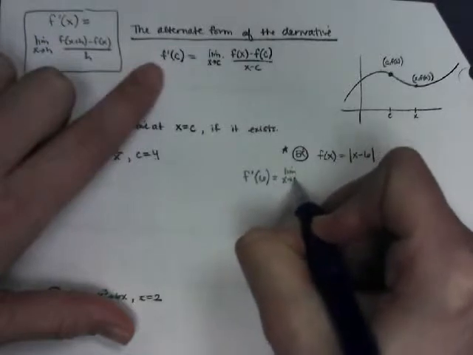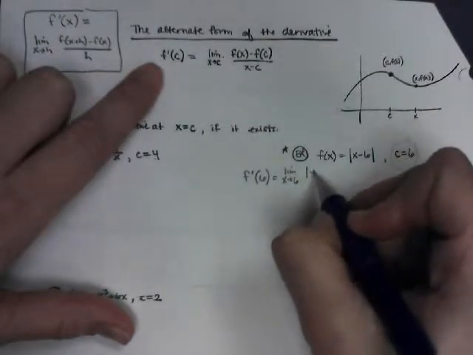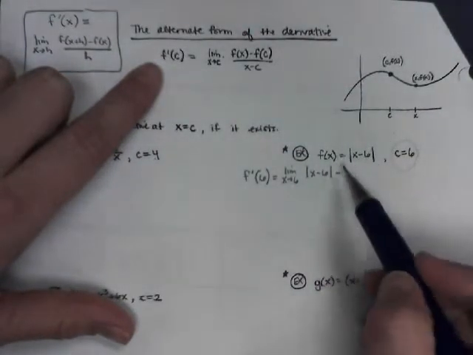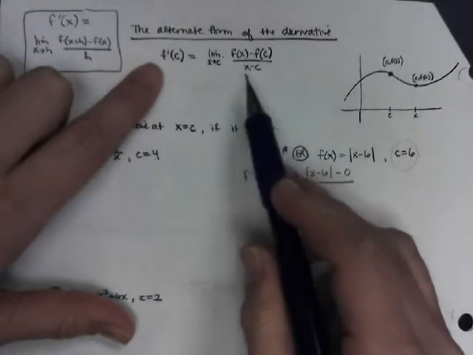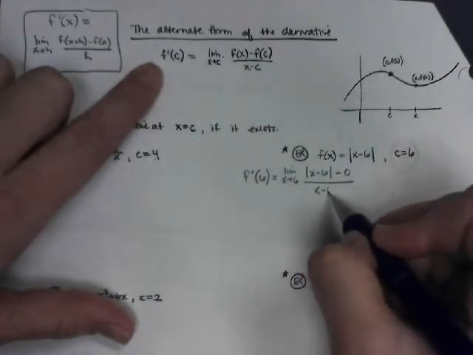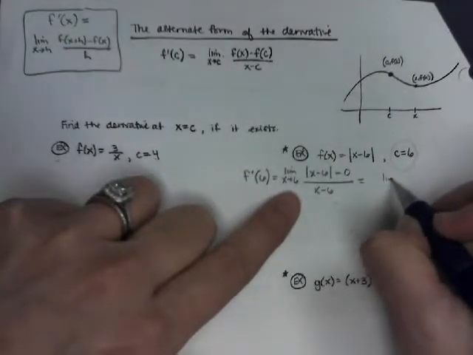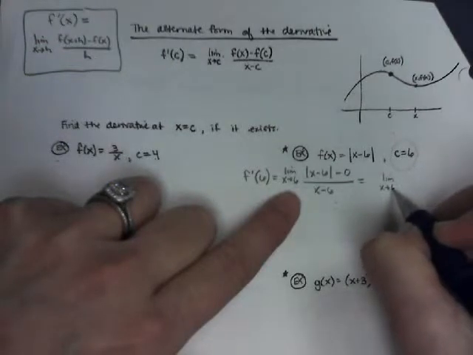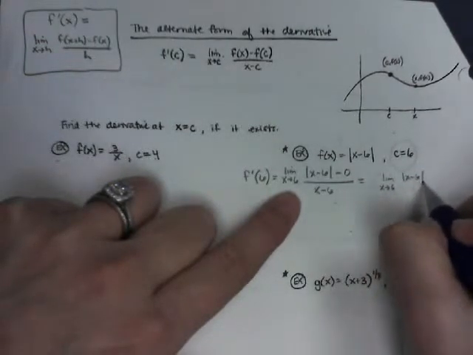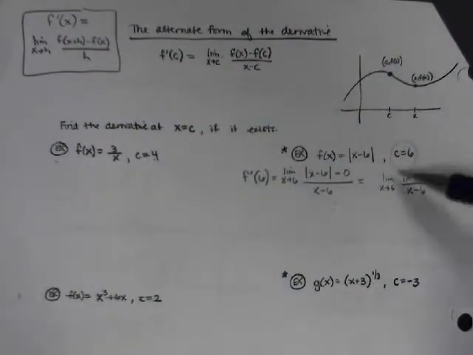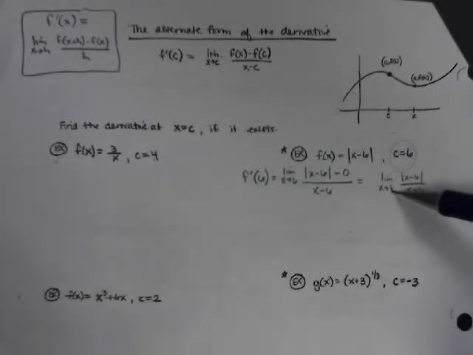So it's the limit as x approaches 6 of f of x, which is the absolute value of x minus 6, minus f of 6. Now f of 6 would be 0, all over x minus 6. And this limit reduces to, the minus 0 doesn't do anything, so it ends up just being, what is the limit as x approaches 6 of x minus 6 in absolute value signs over x minus 6. Now, we should all recognize that as a jump function. This is the jump function that has been shifted 6 units to the right. So the jump is happening at 6.